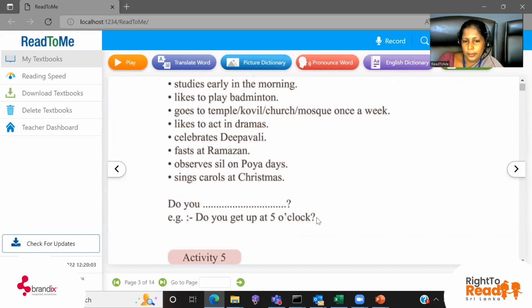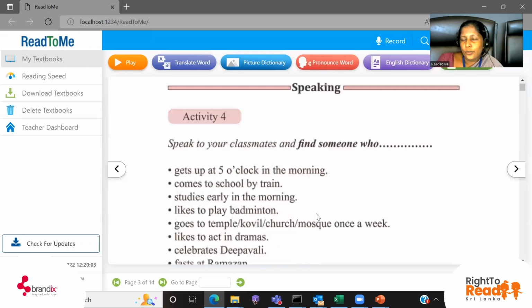Do you? Example. So, actually, if I ask you this sort of a question, the ones who are going to temple, are they going to church? No, right? Among your schoolmates, I know that you have Hindu friends, Catholic friends, Muslim friends, and from them you know who are going to temple, who are going to kovil, who are going to church. So, what you have to do for homework, speak to your classmates and find someone. You have to name them.